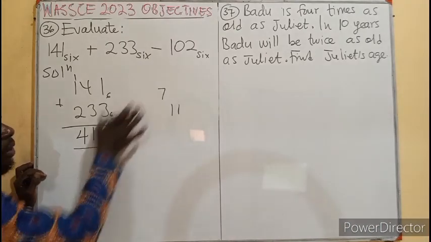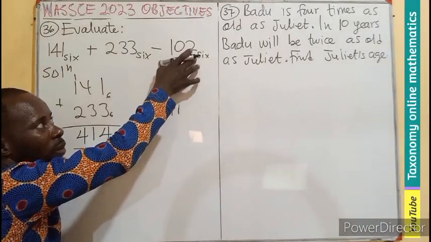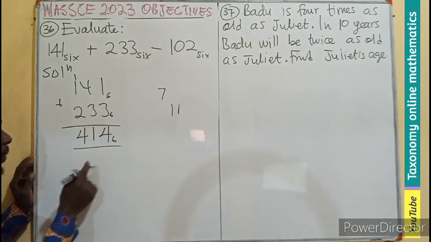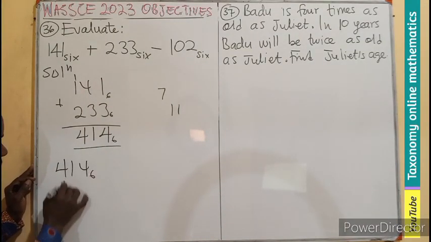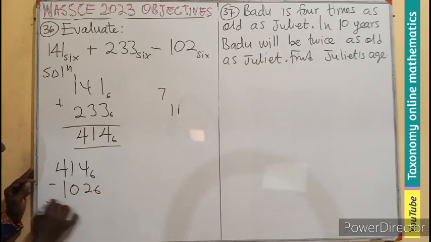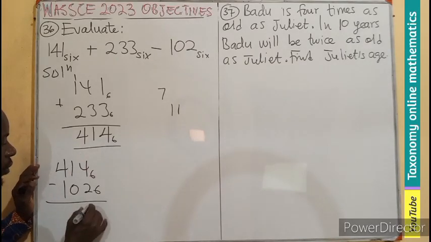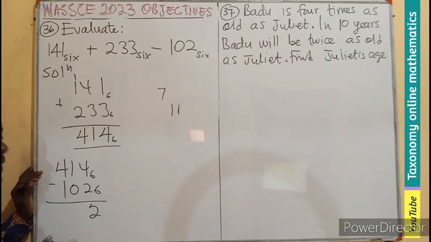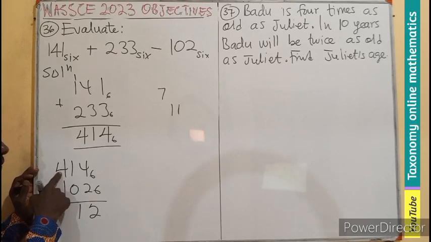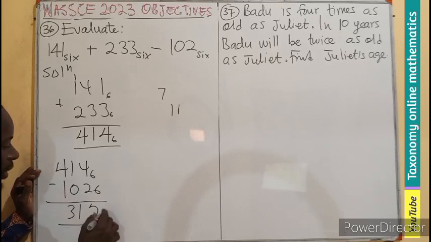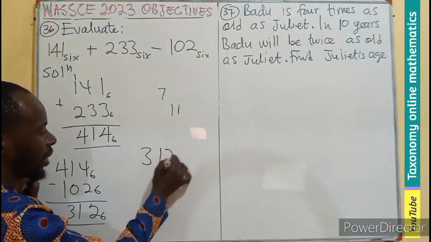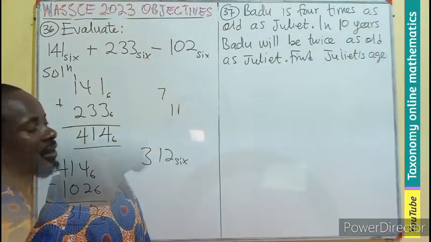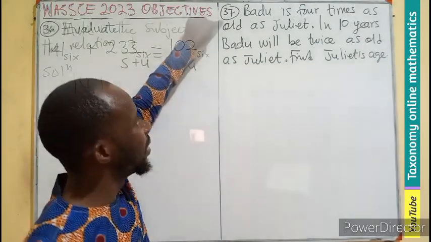So this value will now be subtracted. We will now subtract 102 from this value, meaning 414 base 6 minus 102 base 6. If you subtract 2 from 4, you get 2. 1 minus 0 will be 1. 4 minus 1 will be 3 in base 6. Meaning this value we are looking for is just 312 base 6.